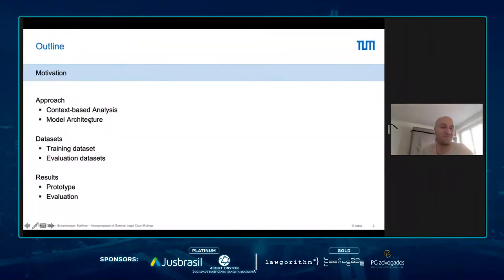Today, the outline: I start with a brief motivation about the topic. Why are we doing that? What are we exactly doing? Then I go into the approach we have utilized, and then I talk a bit about the data set we have used, because the data was a bit tricky in this scenario. And then I talk about the results, which will then also conclude my presentation.